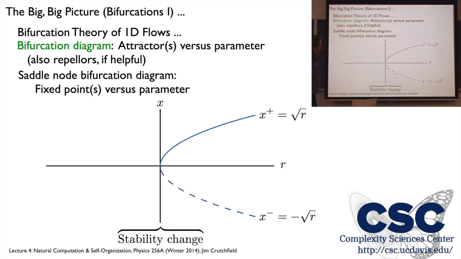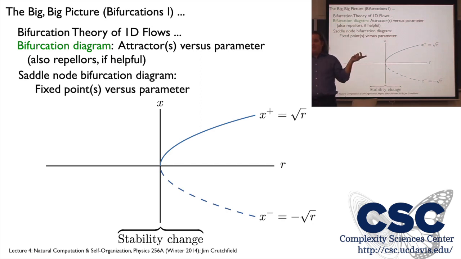One interesting thing about this class of bifurcations is that we can think about the fixed points and their stability as if these are charged particles. And when you go through one of these bifurcations, charge is conserved. That's just a little bit of a helpful fiction, right? So when r is negative, what's the charge? It was zero, there's nothing there.